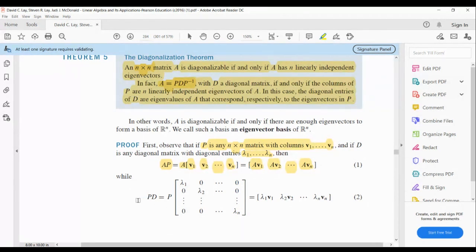All right? Now, if you multiply the matrix P times the matrix D, you're going to get the matrix whose column vectors are lambda 1 v1, lambda 2 v2, up to lambda n vn. Okay, and let me just show you why that's true. I'll come back to the proof here. Let me go to the whiteboard and show you why that would be the case here.